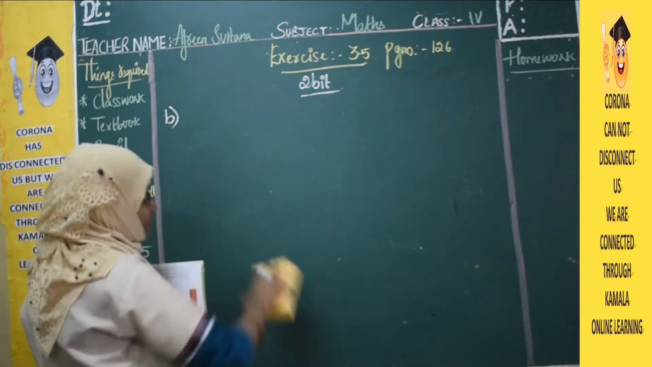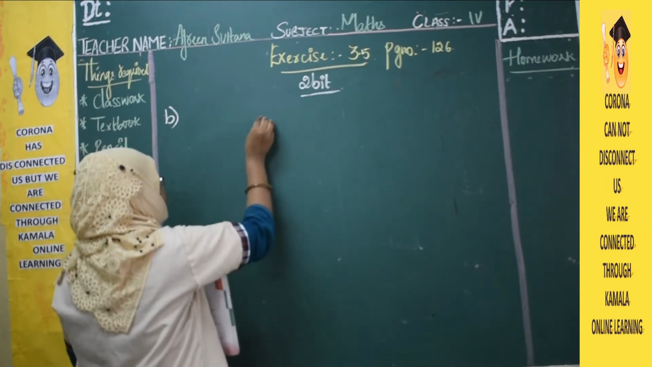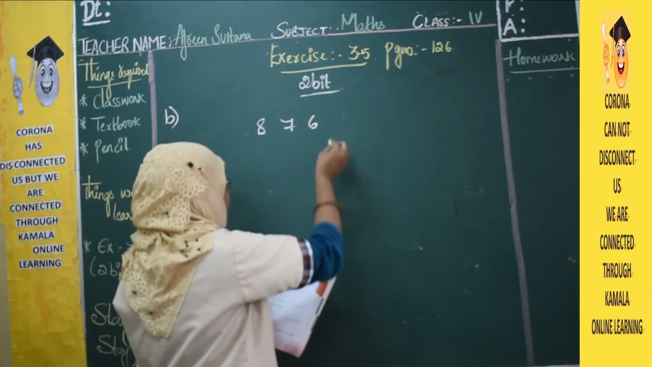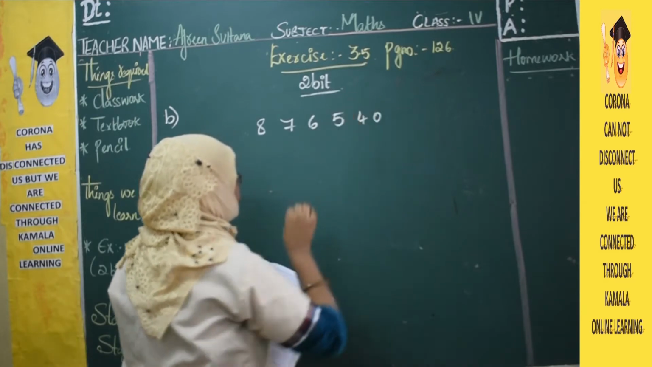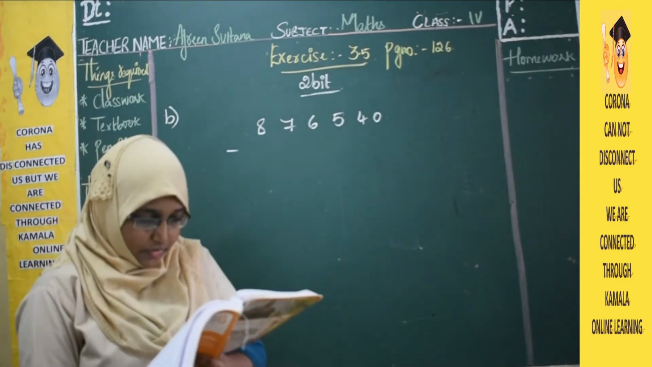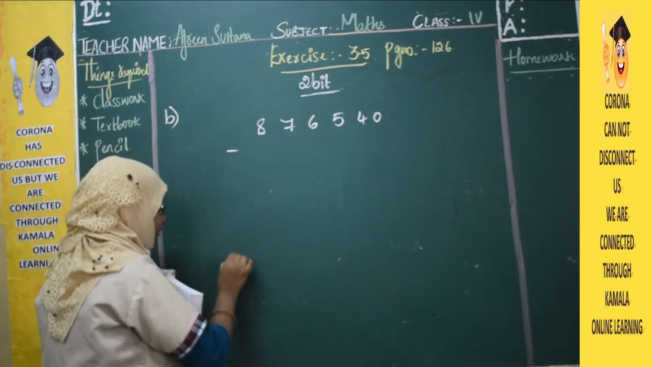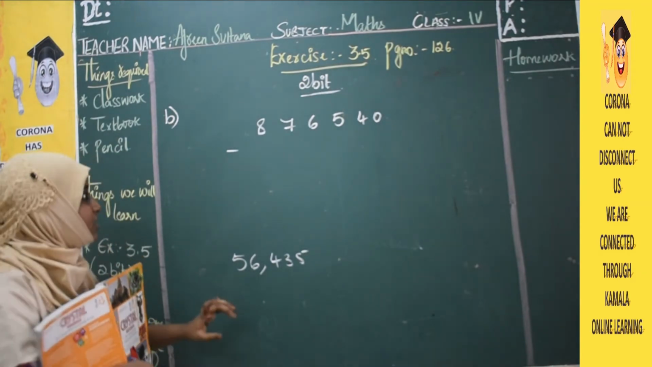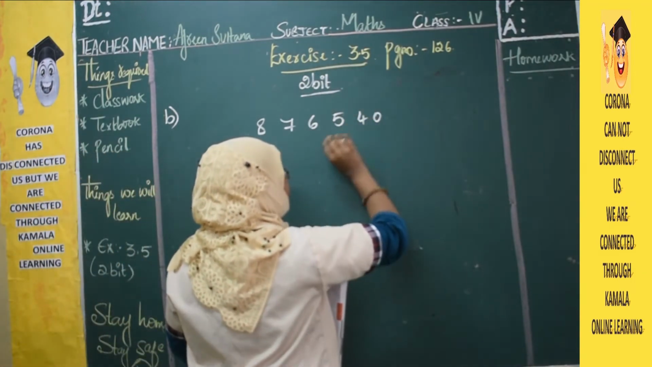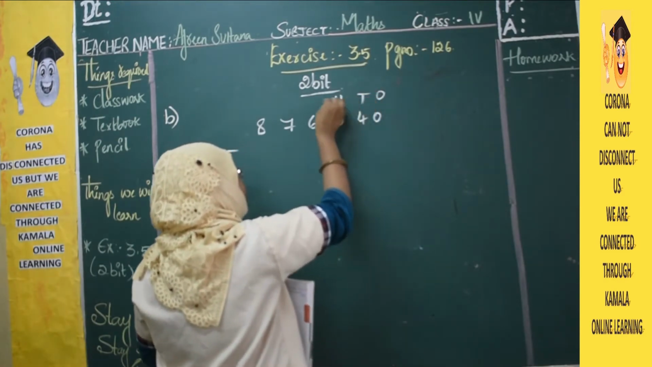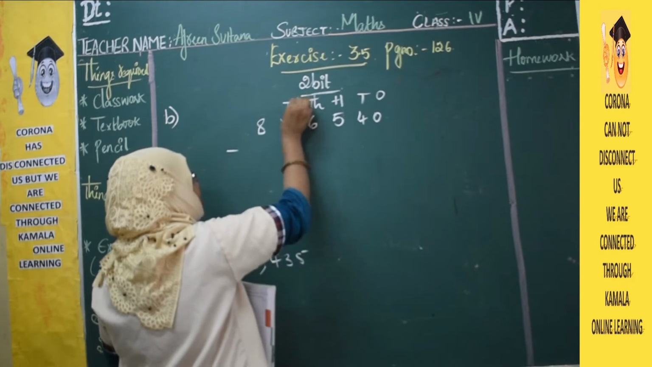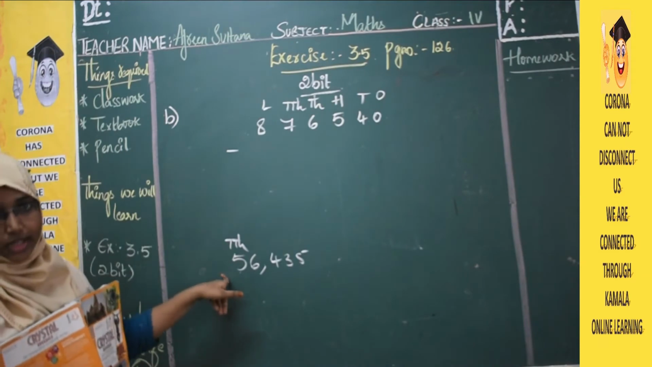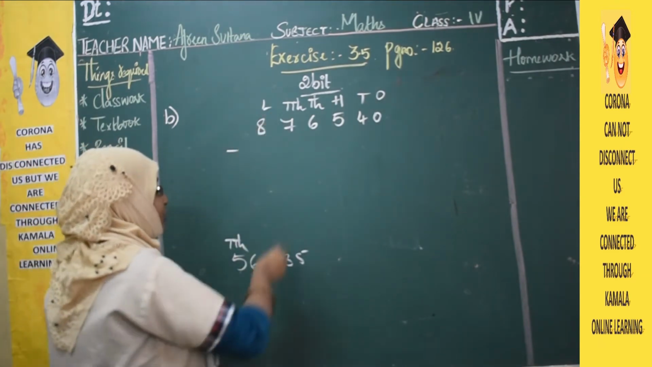Let us first write the minuend, that is 8,76,540. Now the subtrahend, 56,435, is a 5-digit number, and in a 5-digit number the highest place is the 10,000s place. If you want, you can write your places from the left side: ones, tens, hundreds, thousands, 10,000s, and this is the lakh place. Now this 5 of 56,000 is in the 10,000s, so 5 should move under the 10,000s place. Let us write from here.